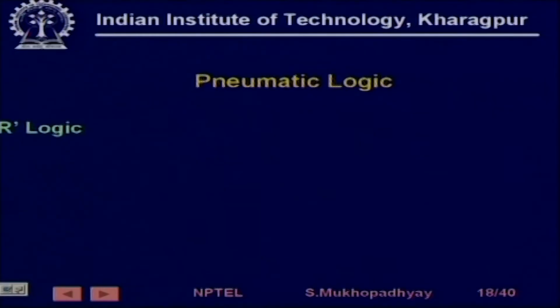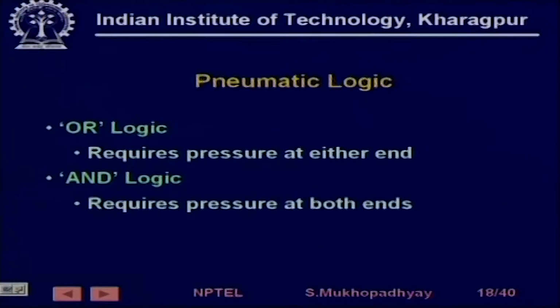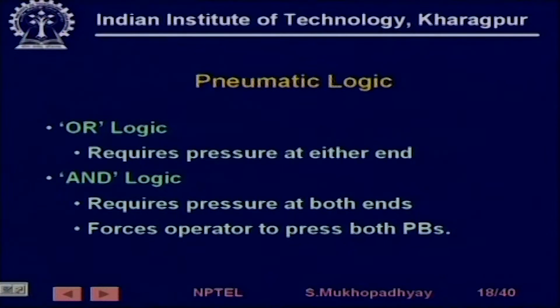Pneumatic logic means that we are basically trying to realize some sort of digital logic. So, we need elements such as OR, and elements such as AND. For example, OR logic will require pressure at either end for the air to flow into the system, pilot pressure. Similarly, AND logic will require pilot pressure to be applied at both ends simultaneously for the airflow to be connected, for the pump to be connected to the load.